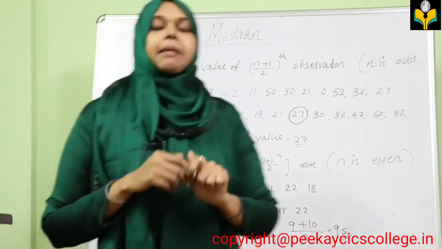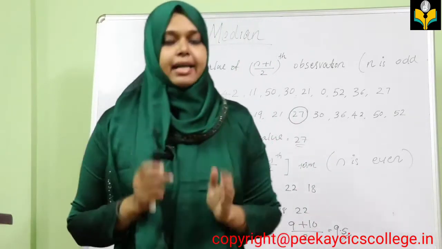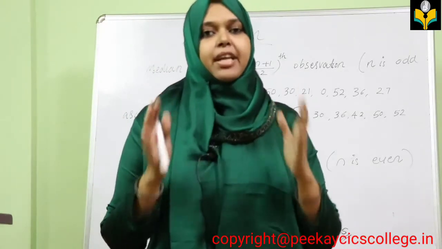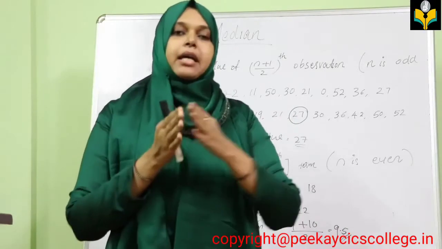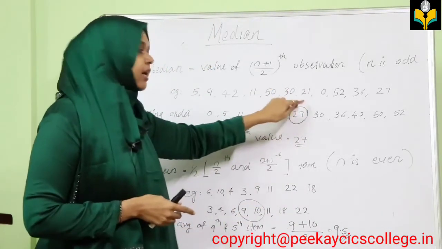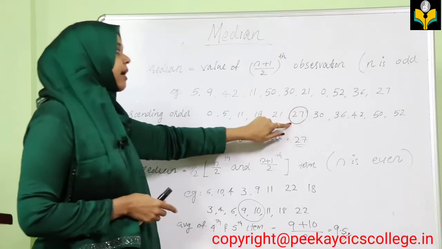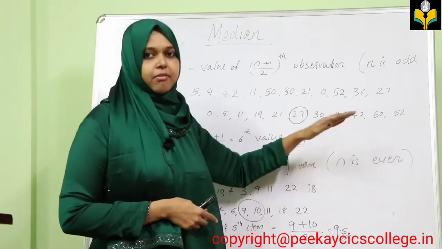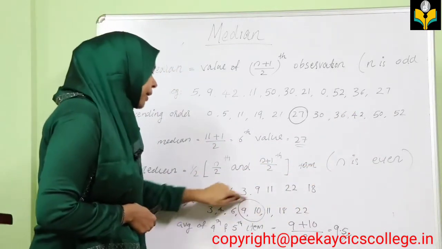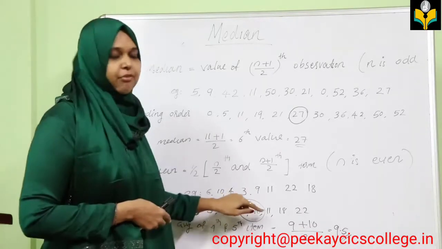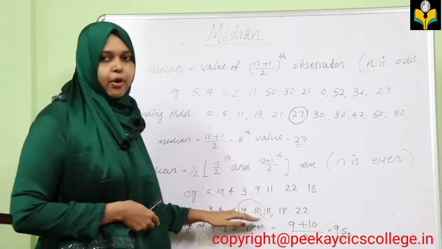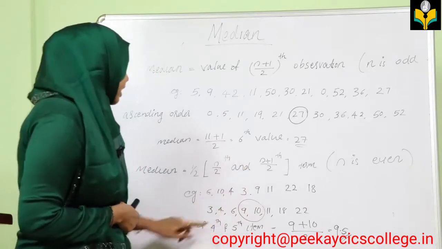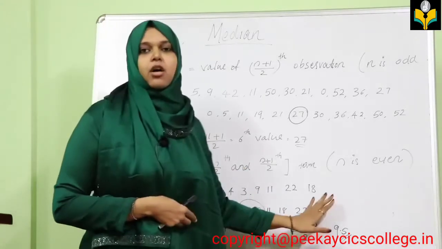So to find the median of the data, first you have to arrange the data in ascending order, and if your n is odd, it is very easy to find the midpoint. You can easily find the midpoint value, and that value is your median. Now if your n is even, what do you have to do? If your n is even, you will get two midpoints, and you have to take the arithmetic mean of these two values. That is the median of these observations.